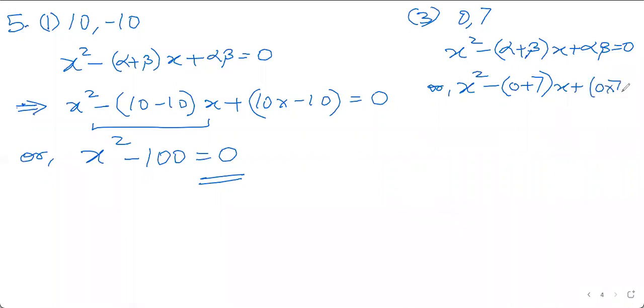Zero into 7 equals 0. So this becomes x square is x square. 0 plus 7 is 7. Here, with the minus sign from before, so minus 7x, 0 into 7 is 0, equals 0. This will be the equation: x square minus 7x equals 0. Every single variable, every single number is important, necessary.